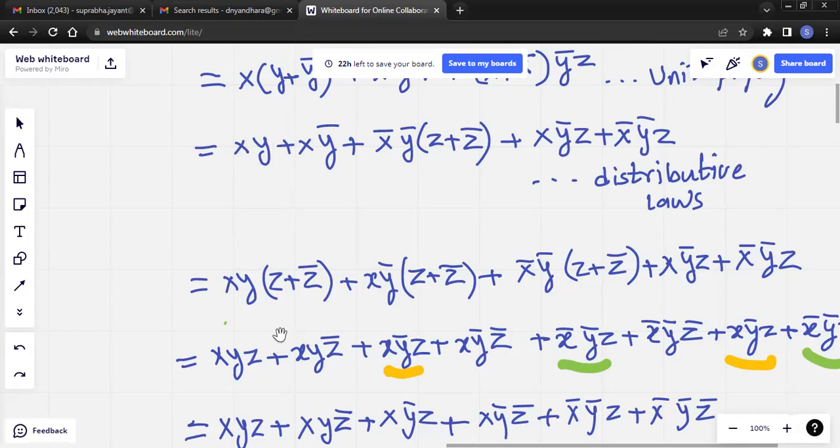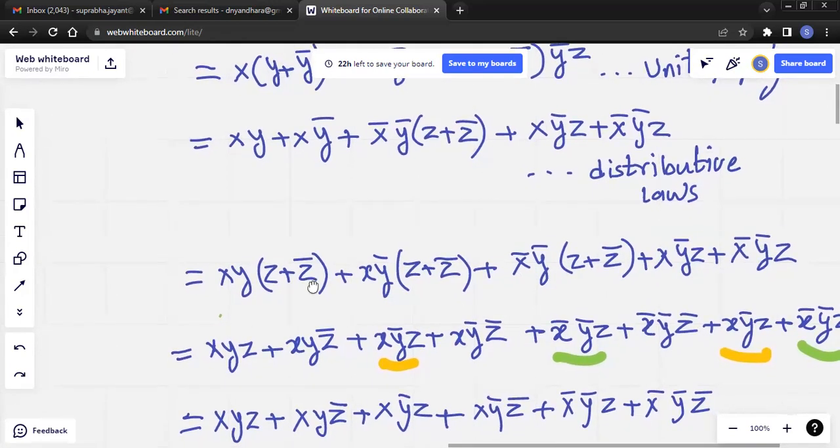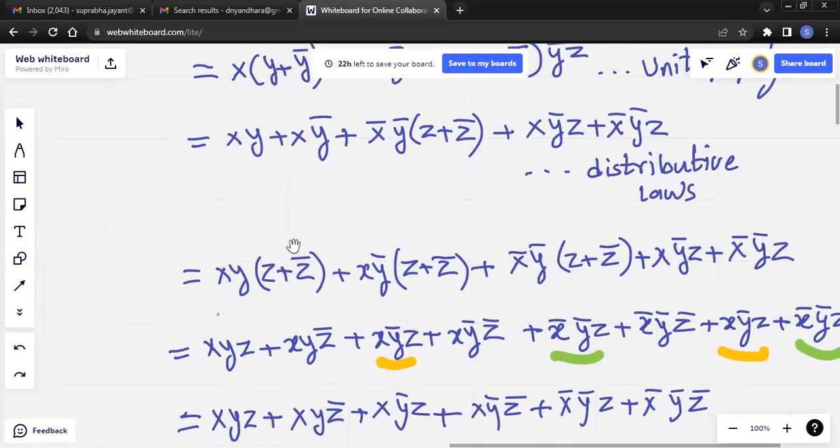That into 1 is written as z plus z bar because you want to bring z in the picture. So you write it as into 1, and that 1 is written as z plus z bar. So you are having xy in bracket z plus z bar. Again here also you don't have z, so to bring that z, you'll write this as xy bar into 1. That 1 again I'm writing as z plus z bar.